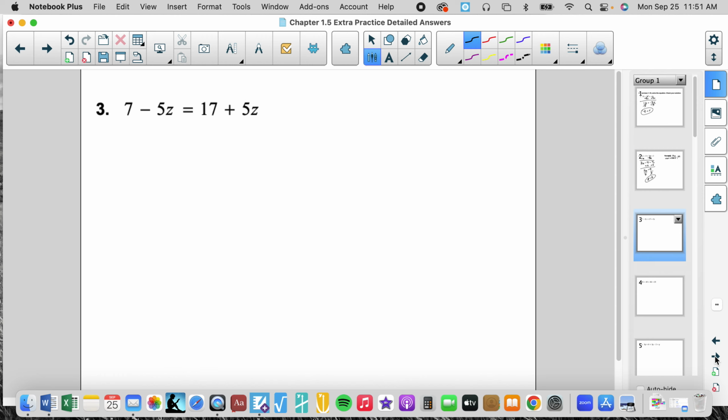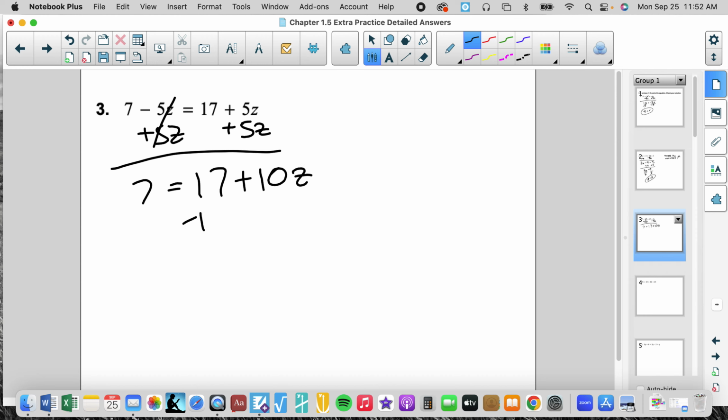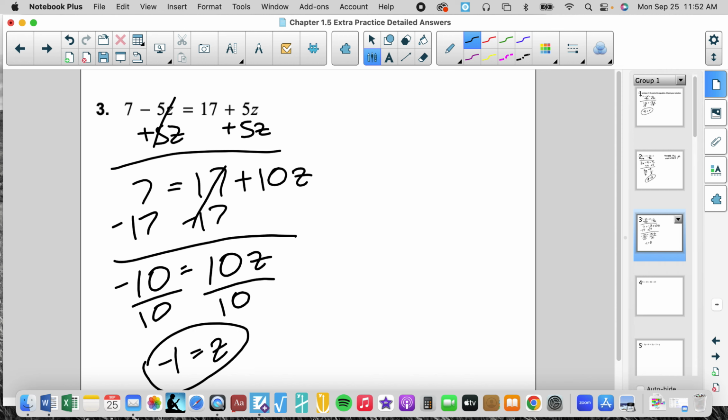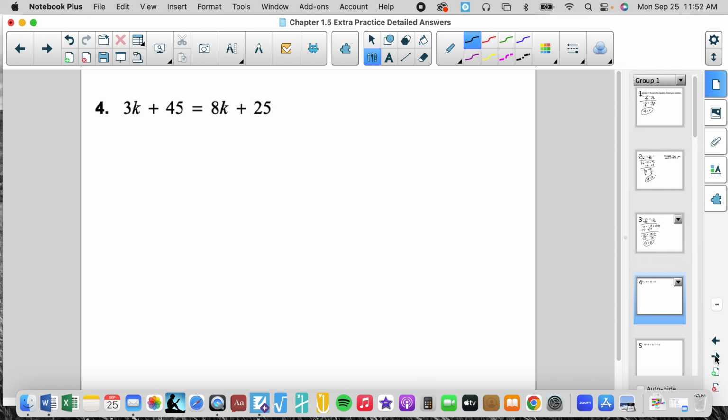Again, we have variables and constants on both sides. I'm going to move the variable over to the right. What gets rid of a negative 5z is a positive 5z. That leaves me with 7 equals 17 plus 10z. I'm going to subtract 17. That gets rid of the positive 17 on the right. Leaves me with negative 10 equals 10z. Divide by 10 gives me negative 1 equals z. We can always go and plug that value back in if we want to ensure that our solution is correct.